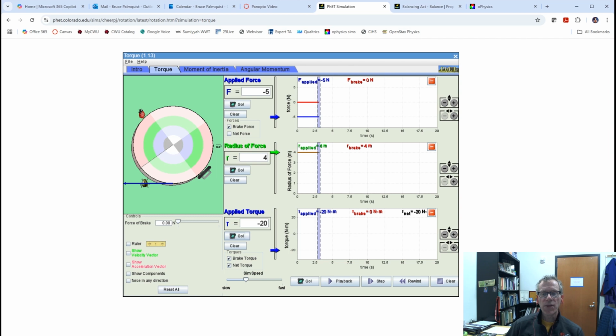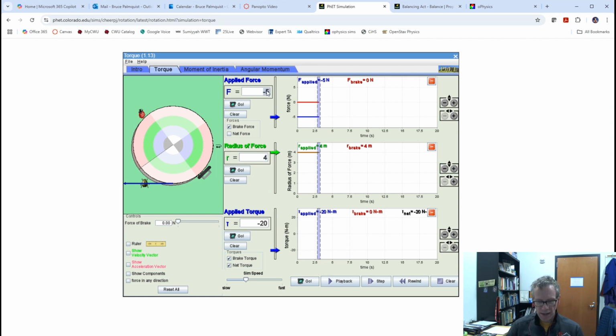One way to think about that is using your right hand. You've probably heard of some different right hand rules, but if you wrap your fingers in the direction of rotation and your thumb points up, that's a positive torque. If you wrap the fingers of your right hand in the direction of rotation and your thumb points down, or into the screen or the page, then that is a negative torque.